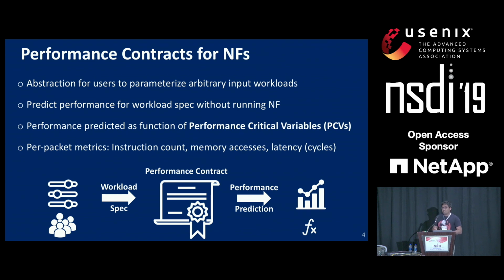The performance predictions are in the form of human-readable formulae, which we express as a function of workload and environment variables that we together call performance-critical variables, or PCVs. And finally, although the notion of a contract is independent of any performance metric, in this work we focus on 3 per-packet metrics: the instruction count, the number of memory accesses, and the latency, which is the number of execution cycles.